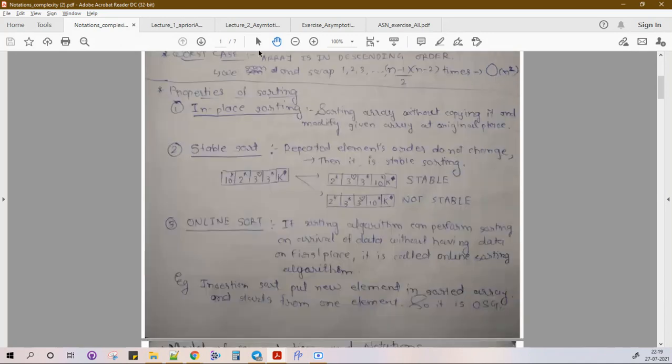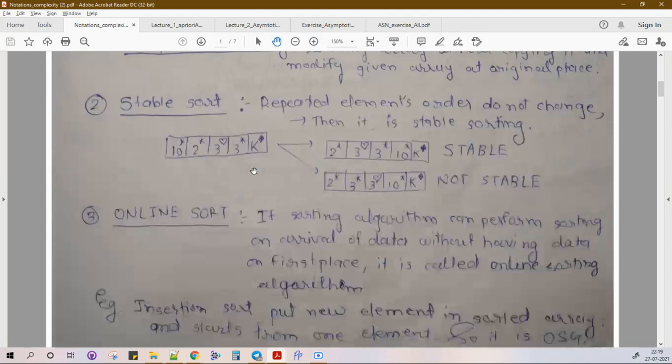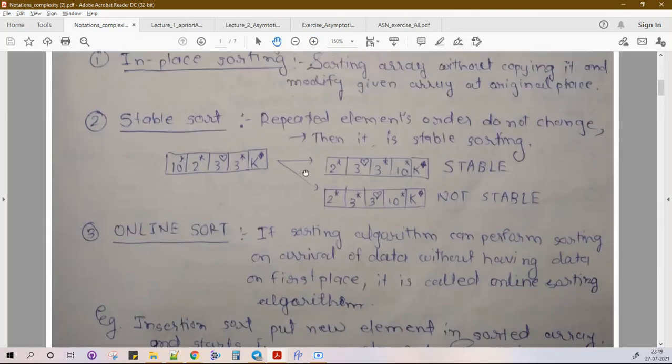So what is the meaning of stable sort? Stable sort is defined like this: let's say I have a repeated element, right?